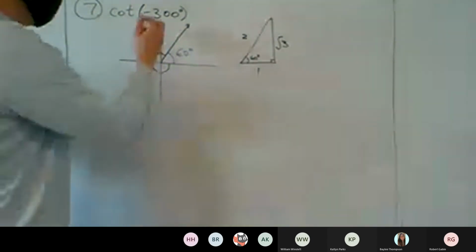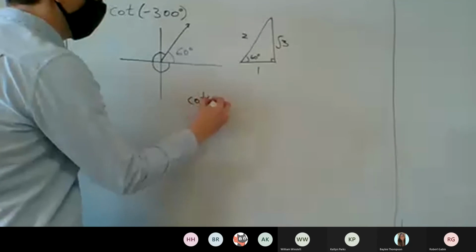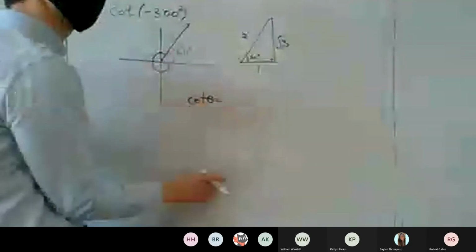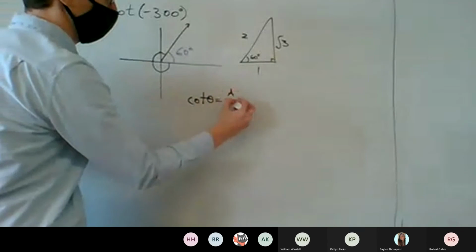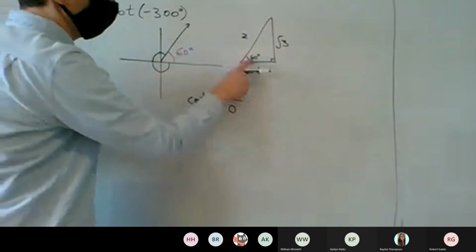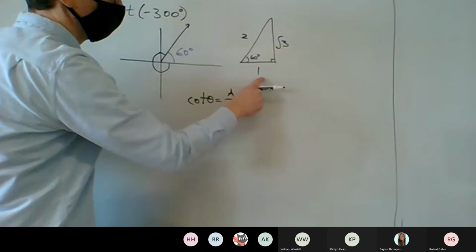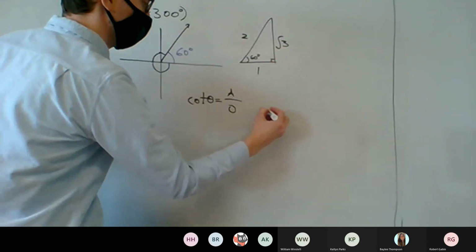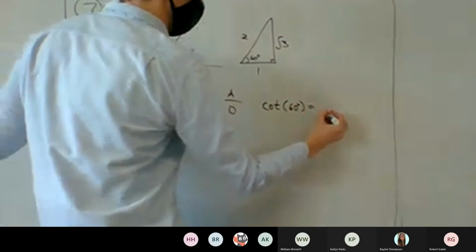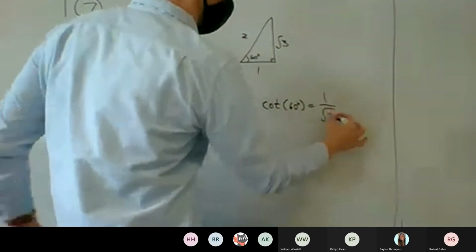All right, so I'm looking at cotangent of theta. What's the ratio it gives? Well, it's the reciprocal of tangent, so it's got to be adjacent over opposite. So looking here, if this is the angle, adjacent over opposite. So for cotangent of 60 degrees, I'm getting 1 over square root of 3.